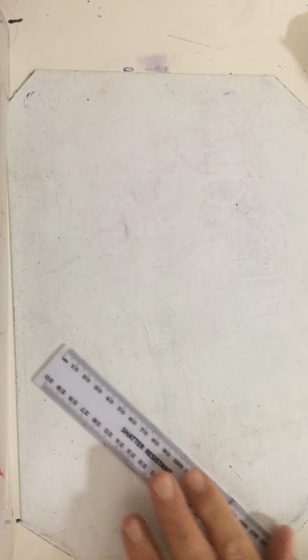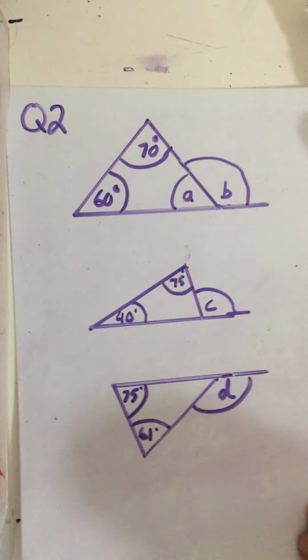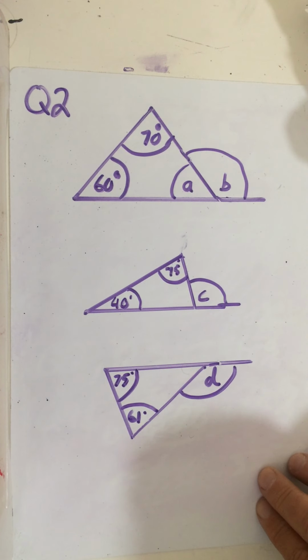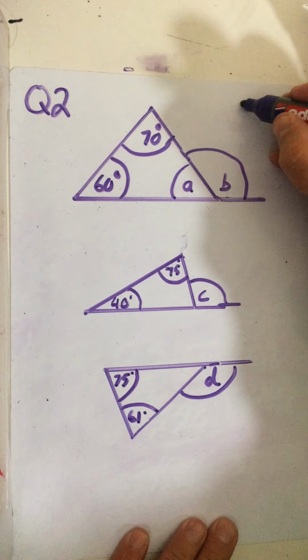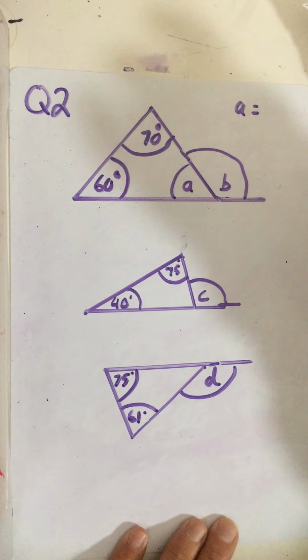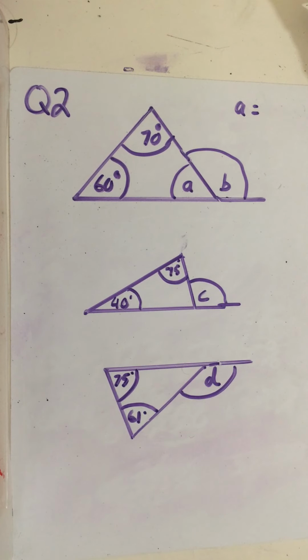Okay, so here, put in your books question 2 and just find angles A, B, C and D. So if you can pause the video and have a go at these. In your books, just put A equals, B equals, and so on. Okay, off we go. Good.